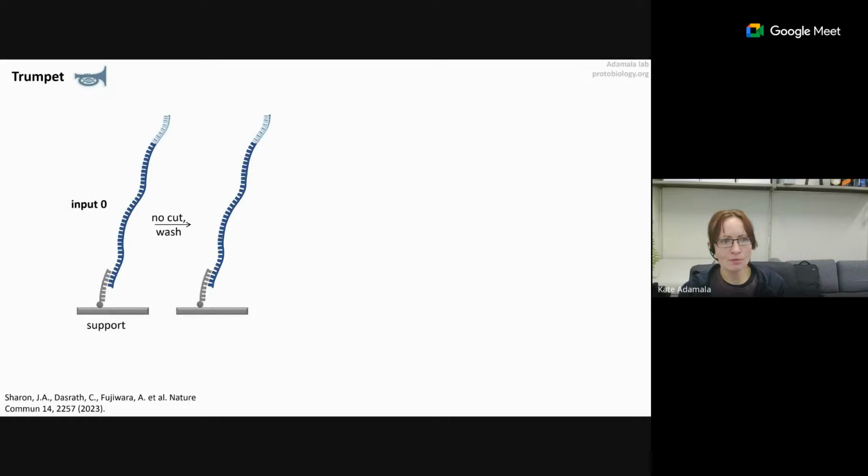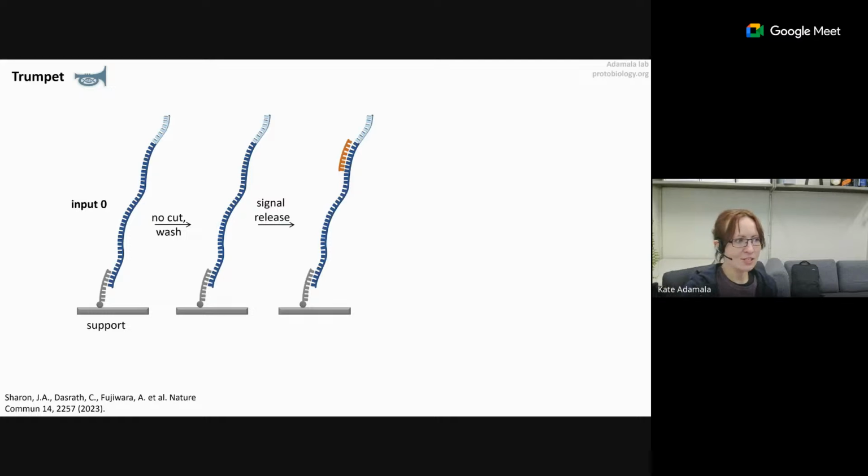So if we have 0 inputs, we have no cut. 0 inputs or 1 input, we have no cut. Now we're adding our signal release oligo, and that signal release oligo creates a new double-stranded area. Because remember, I said restriction enzymes that we use only cut if it's double-stranded. So if the gate has 0 or 1 inputs, now we have the signal release oligo that cuts the output and creates this signal oligo that can go to the next gate.